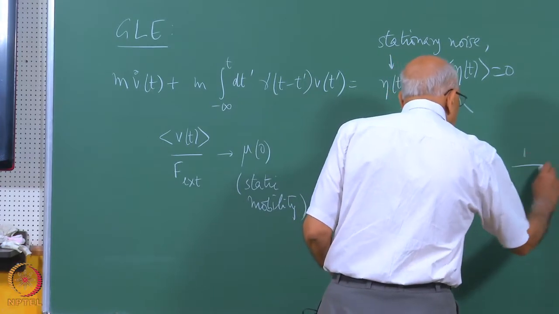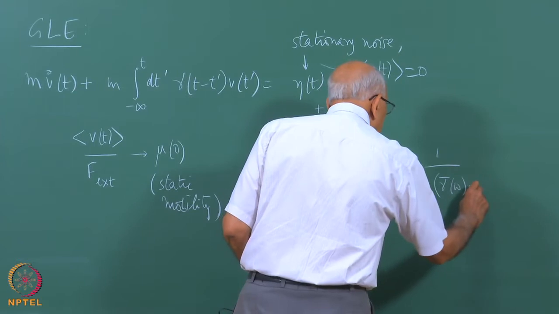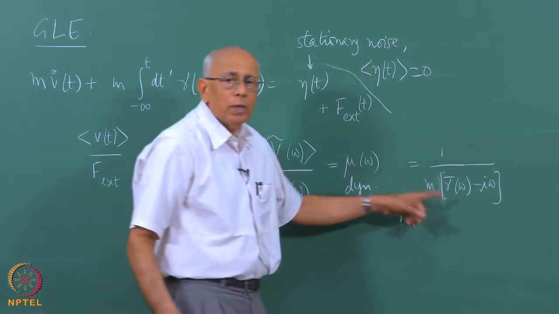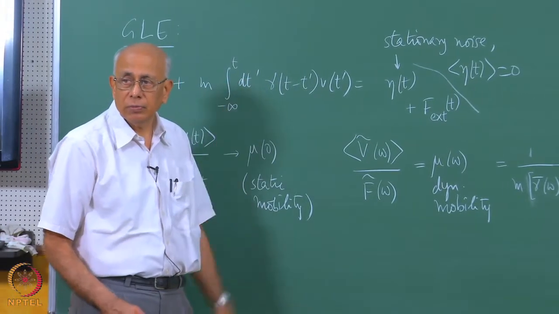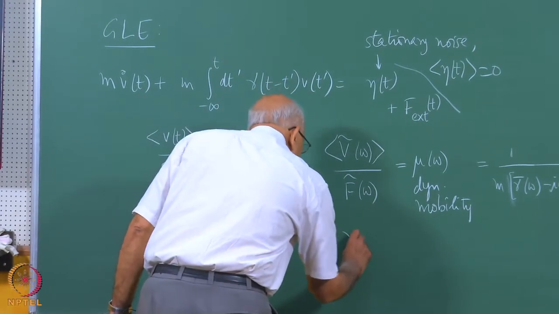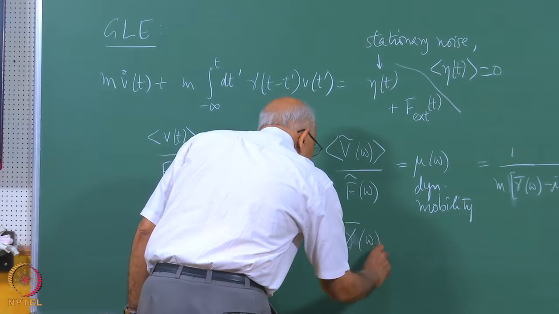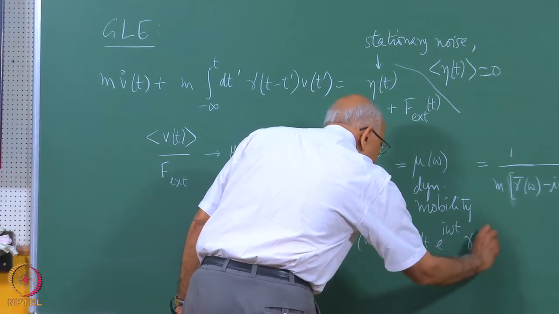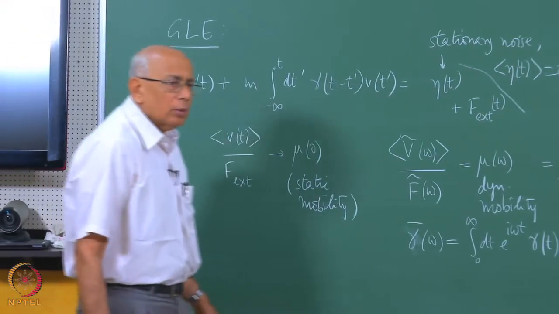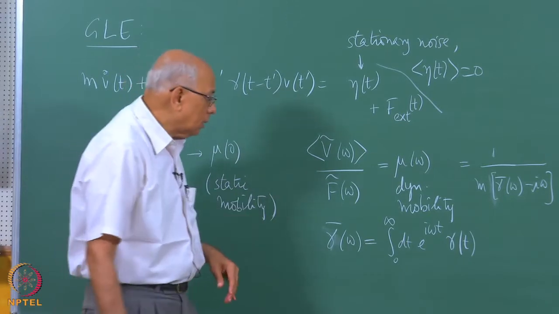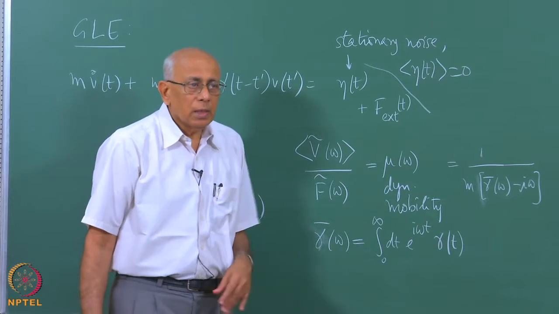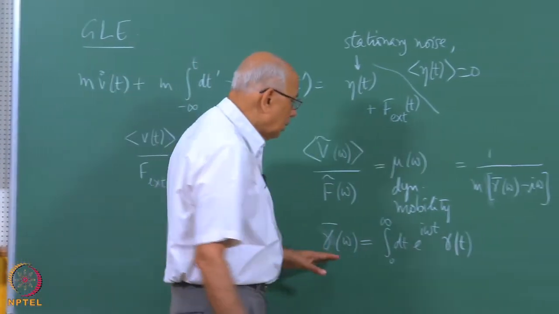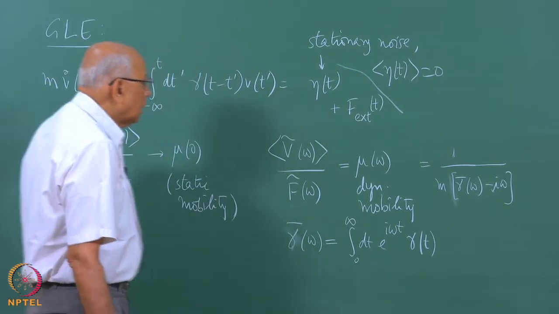And this turns out to be 1 over m times, if you recall, gamma bar of omega minus i omega. But this is the one-sided Fourier transform of the memory kernel, which is defined for non-negative values of its argument. So gamma bar of omega is equal to an integral from 0 to infinity dt e to the i omega t gamma of t. The assumption is the memory kernel dies down as t tends to infinity in such a way that this integral converges. If it doesn't, then you have to take Laplace transforms and then analytically continue to minus i omega in the Laplace transform variable. So this is the place up to which we had come.